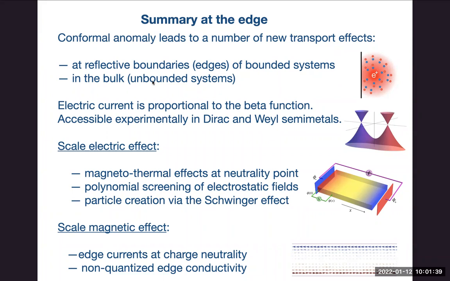The electric current and the magnetic currents are proportional to the beta functions we discussed. In fact, what I didn't have time to mention here is that you can measure the analog of that kind of magnetization current, Hall type of magnetization current, non-quantized one. You can also get it in Dirac semimetals using some electrostatic experiment, which I didn't have time to discuss, but it's accessible. In principle, one can really measure the beta function in a real material using just an electrostatics type of thing. And yes, the scale magnetic effect leads to edge currents at the charge neutrality point at zero temperature, and those currents are non-quantized. Okay, I finished.